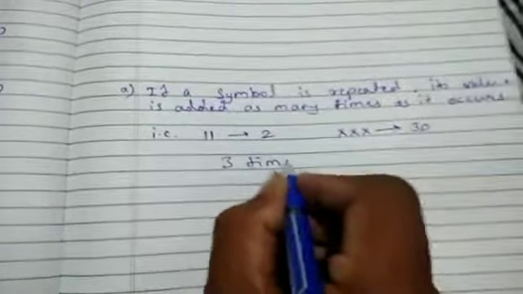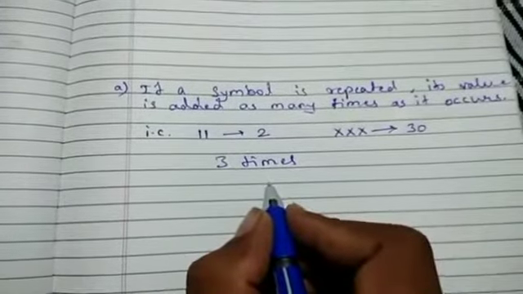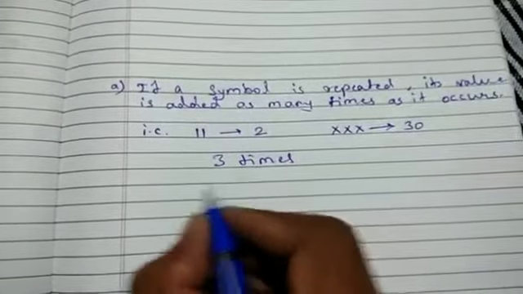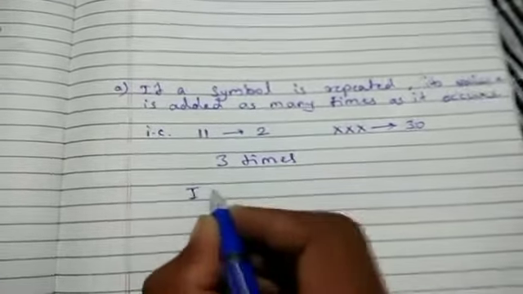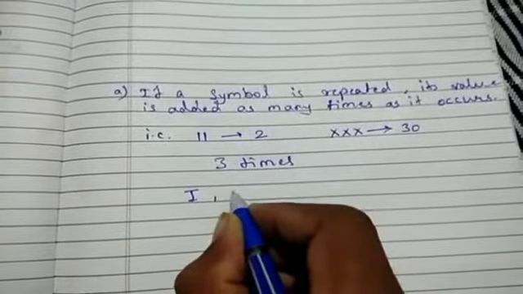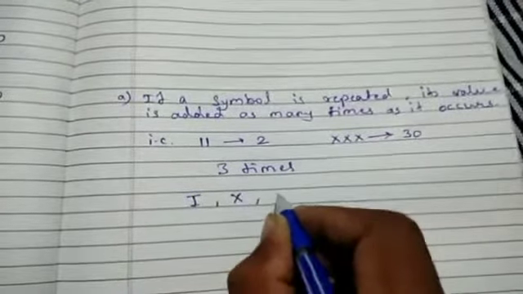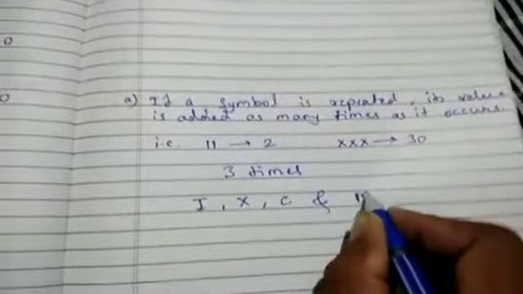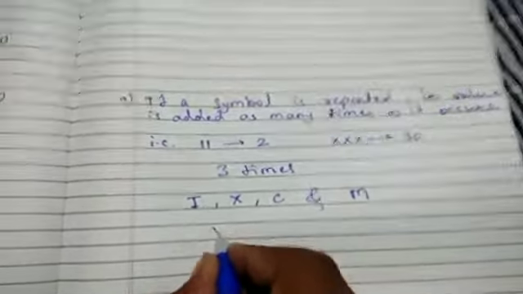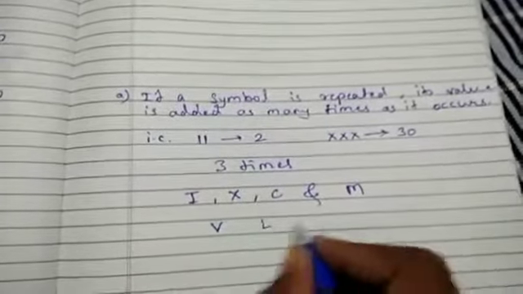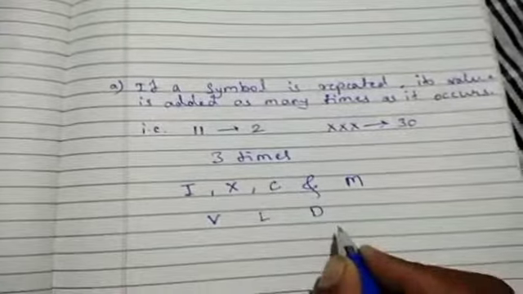How many times? One symbol can be repeated maximum 3 times. As well as one more thing you remember, out of those 7 symbols, only these symbols can be repeated. Which are those? I, then X, then C, and then M. Only these 4 symbols can be repeated. We cannot repeat V, that is 5, L, that is 50, and D, that is 500. Remember.